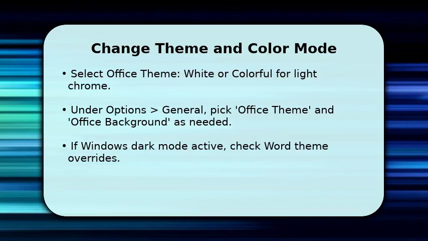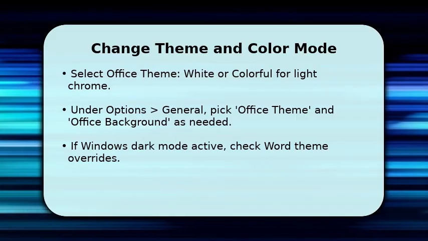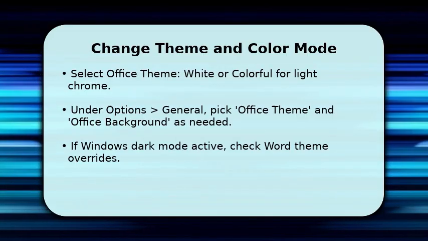If Word still appears dark, make sure Windows Dark Mode isn't forcing app colors. Go to Windows Settings Personalization Colors and choose Light or allow Word to override. You're doing this to ensure both Office and System settings align for a true white interface.